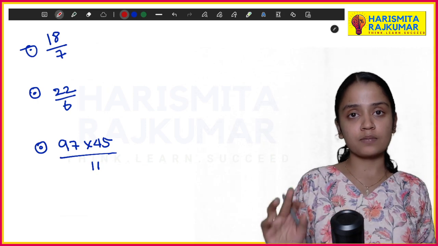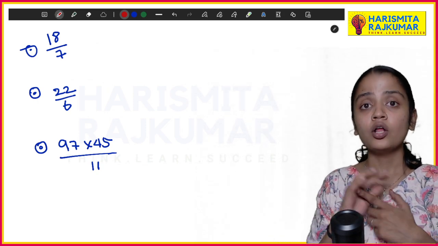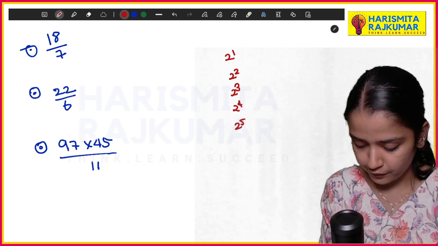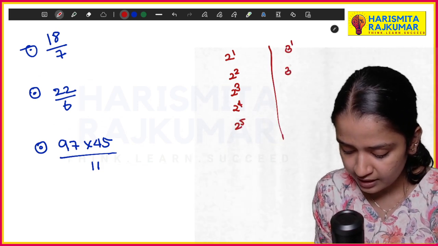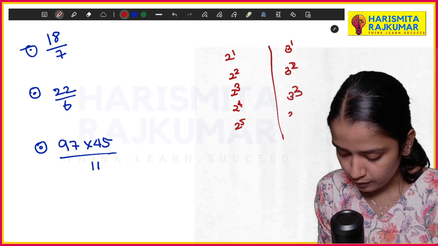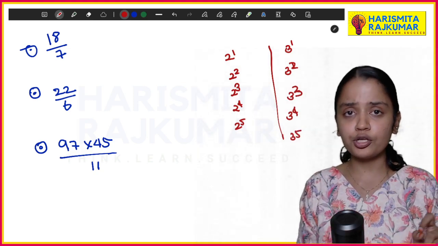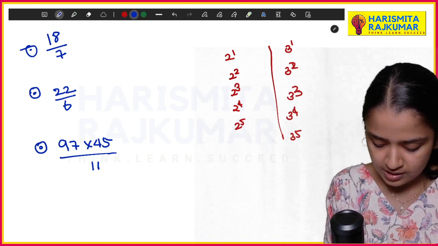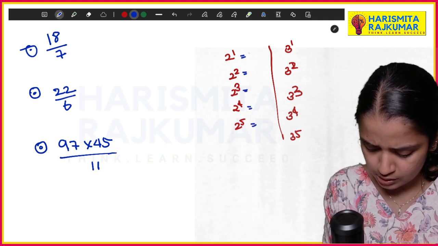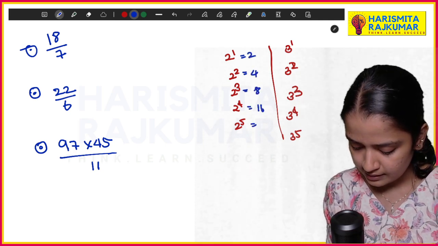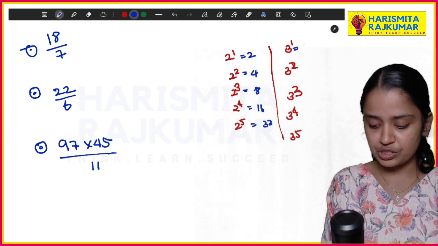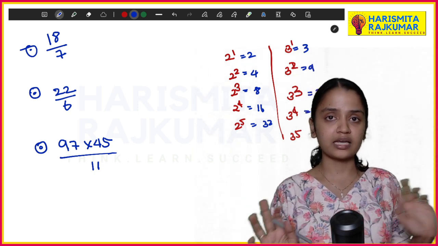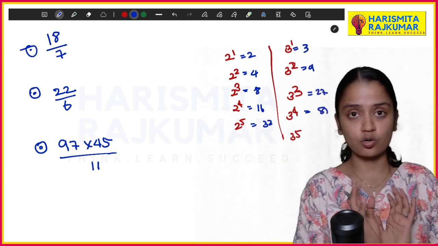Before going into the sums, mainly you have to remember 2 power 1, 2 power 2, 2 power 3, 2 power 4, 2 power 5. Then you have to remember 3 power 1, 3 power 2, 3 power 3, 3 power 4, 3 power 5. If you want, you can also remember 4 power 1, but this is more than enough. Just fill these out: 2, 4, 8, 16, 32. And for 3: 3, 9, 27, 81, then fill out 3 power 5. Now let's go to the sums.